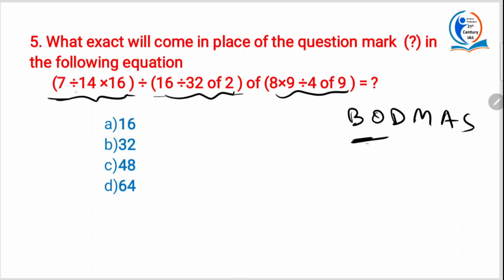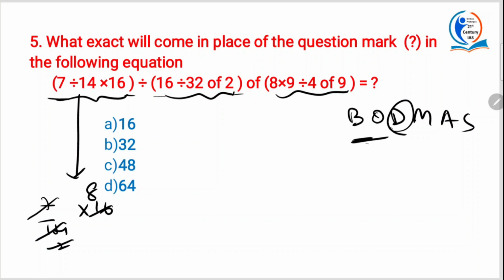Okay. Inside the bracket again, you will give preference to 7 divided by 14, because D is first, no, then you will multiply. You getting my point? So 7 divided by 14 into 16. So 7 1s are 7, 7 2s are 14, 2 1s are 2, 2 8s are 16. So 8 is the answer for this particular bracket.